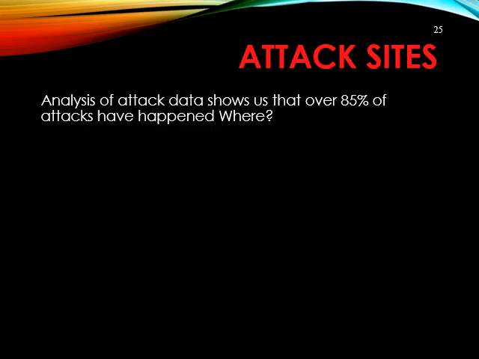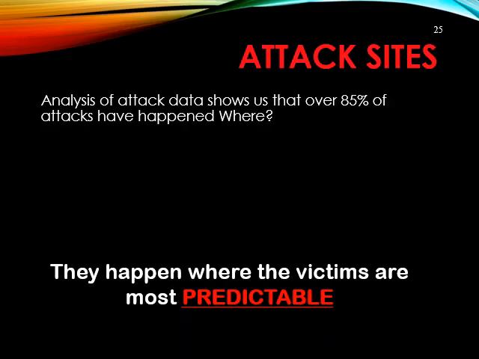Analysis of attack data shows that over 85% of attacks have happened where the person, the victim, is most predictable. And that is not going to change. Where you are predictable makes you an easy target. Time and place predictability is how you become a victim.